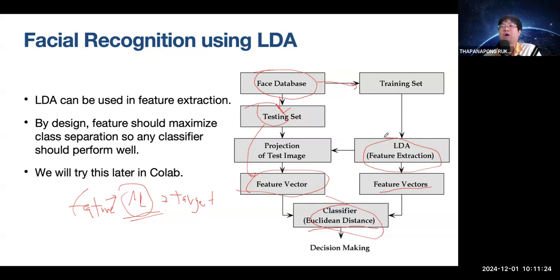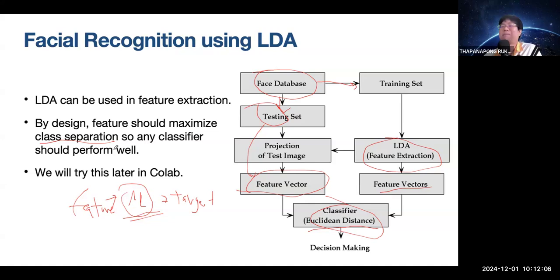Right. So there are many ways of solving the same problem. It's just how you picture it, how you imagine what would be the application. So by design, the feature should maximize the class separation already. So any classifier should perform well. So you don't actually need a deep neural network. Okay, so far so good for the LDA?